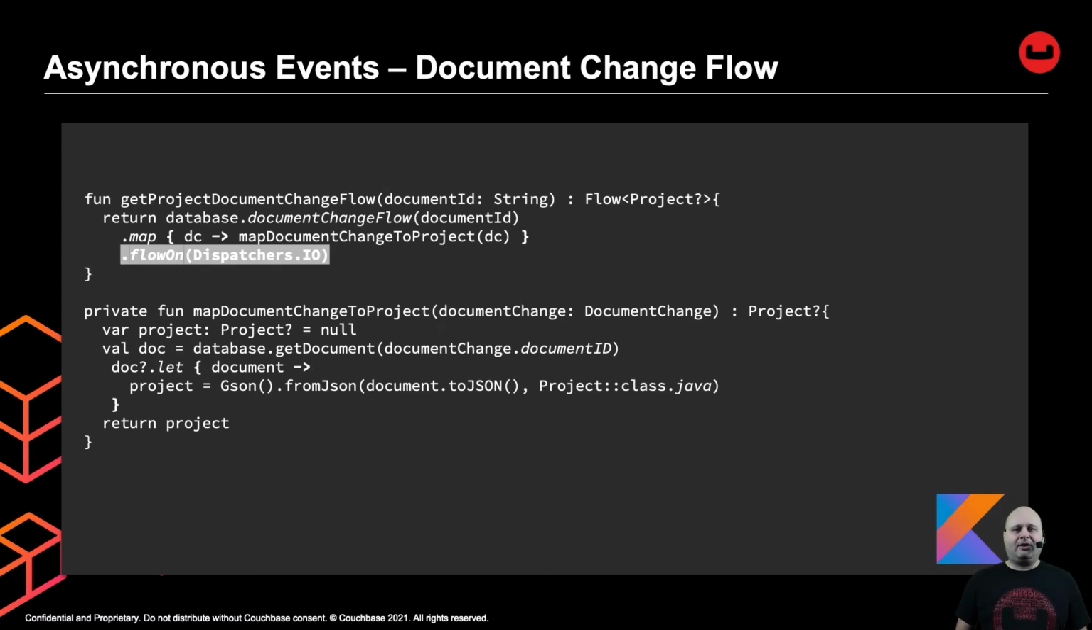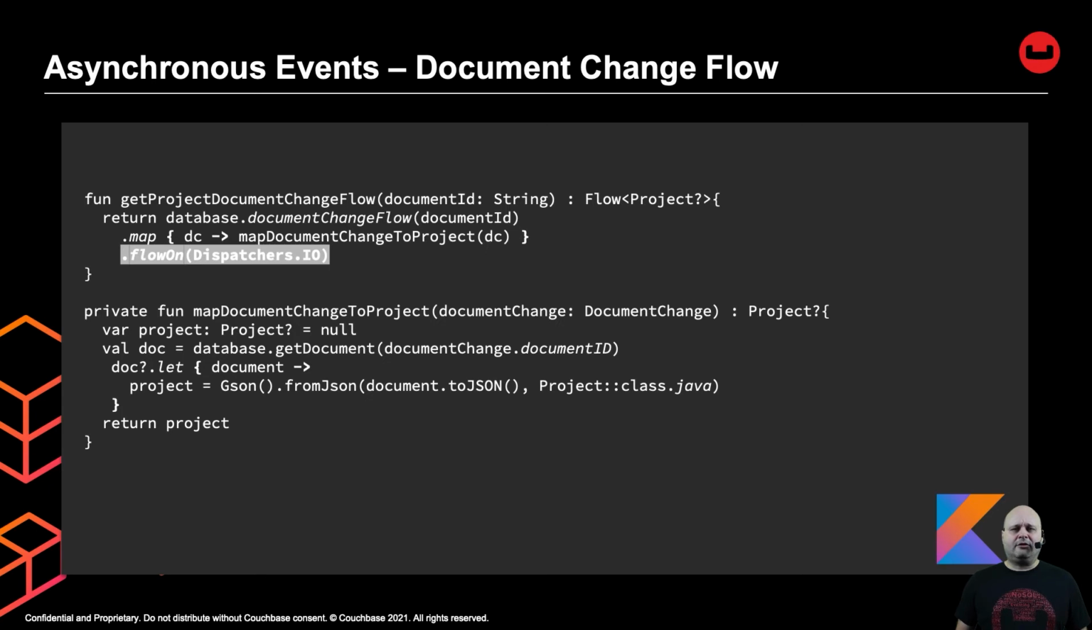The document change flow will calculate when a specific document has been updated. This example should look very similar to the live query example with one noticeable change. As you can see highlighted on the slide, we use the flow_on function to set the flow to run on the dispatcher I/O. This makes sure that the code that uses the database runs on a thread group optimized for file I/O.